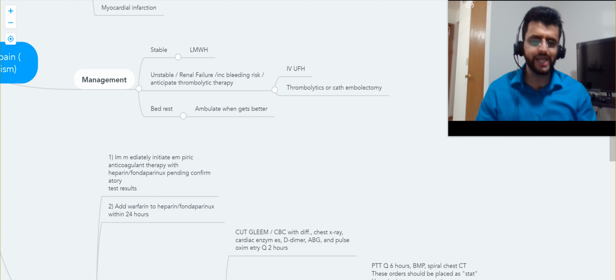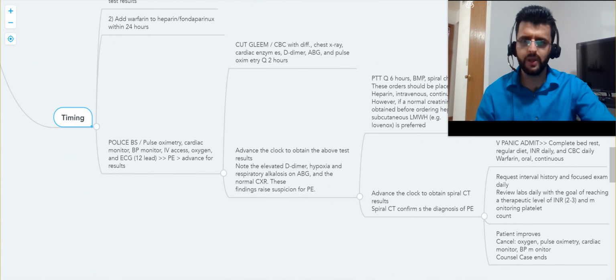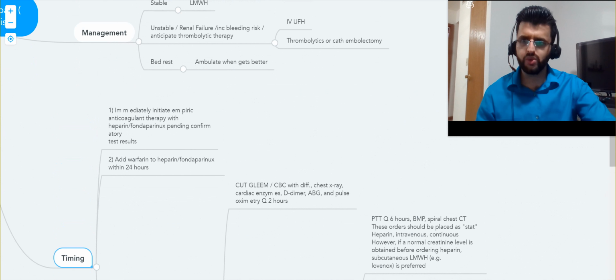Thrombolytics or catheter embolectomy, we can use that too. And bed rest. Yeah, embolectomy, right.